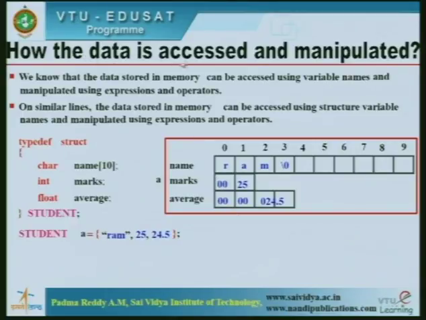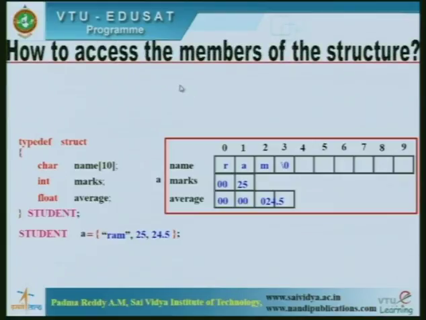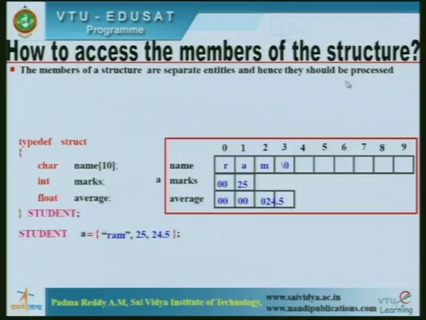Once the variable is initialized with appropriate data, the question is how the data can be accessed and how it can be manipulated. If you want to manipulate, first of all, we have to access the members of the structure. So, how do we access the data stored in these memory locations? The members of a structure variable are separate entities. They cannot be accessed using a single name, and hence they should be processed individually.